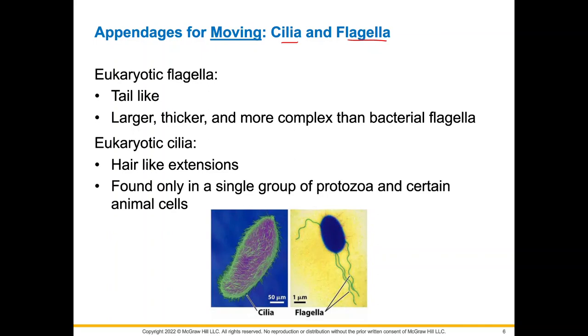Cilia, on the other hand, are hair-like extensions. They're only found in one group of protozoa and certain animal cells, so not as common. But we can look at the difference in these two micrographs. We see this ciliate here. It has all that green stringy stuff that you can see around it. That is the cilia. And as we've seen before, these longer, thicker ones are the flagella.